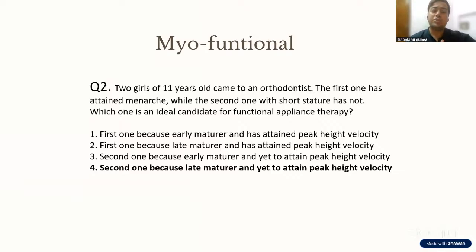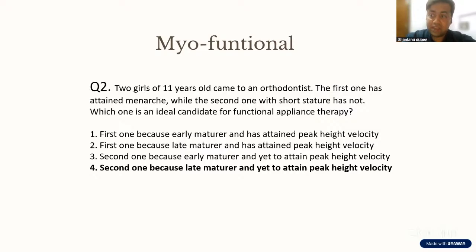Okay, so the second question, which is a case-based question and which was asked in NEET, I think in 2022. The question is very, very simple. If you understand, we'll move through the question slowly. So 2 girls of 11 years come to an orthodontist, and the first one has attained menarche. So the patient has started menstruating, right? While the second one with short stature has not.